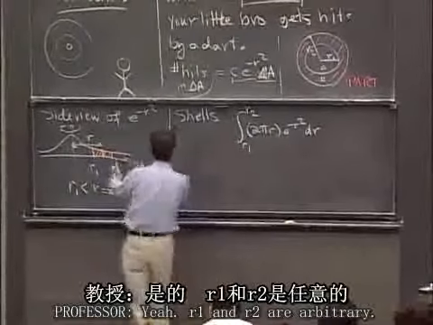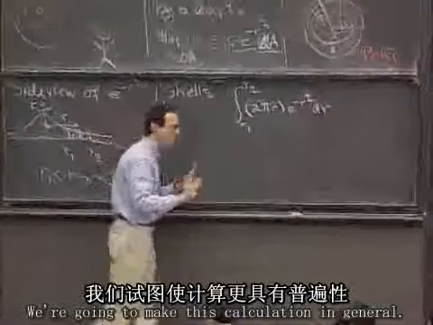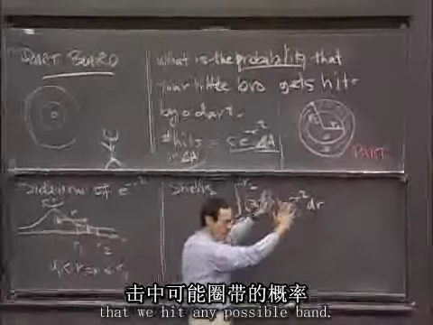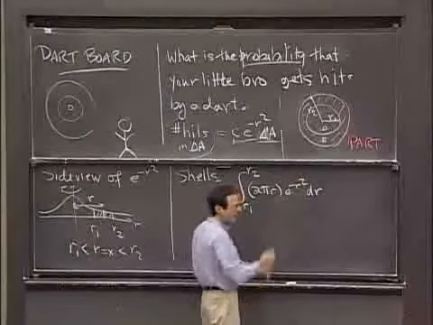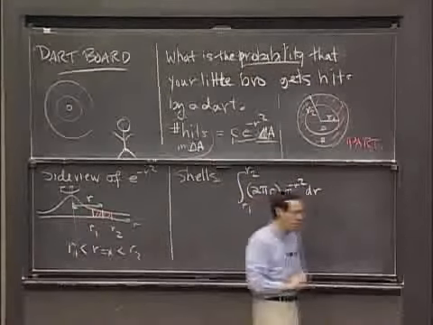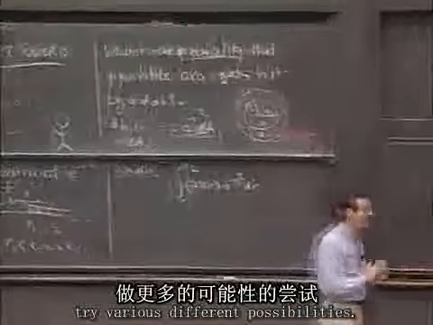Yeah, the R1 and R2 are arbitrary. We're going to make this calculation in general. We're going to calculate what the likelihood is that we hit any possible band. And I want to leave those as just letters for now, the R1 and the R2, because I want to be able to try various different possibilities.